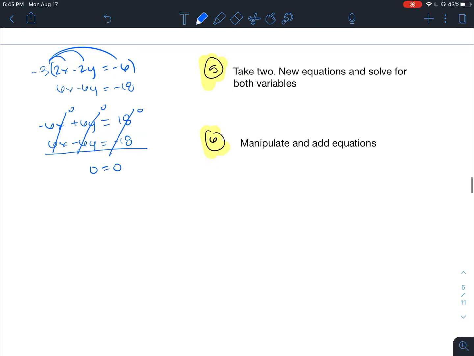So, there you go. We've covered one solution, infinitely many solutions, and no solutions. And then in the next lesson, we're going to be covering substitution.